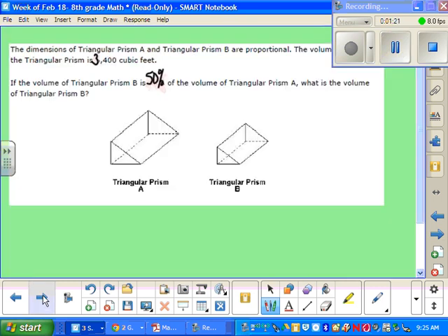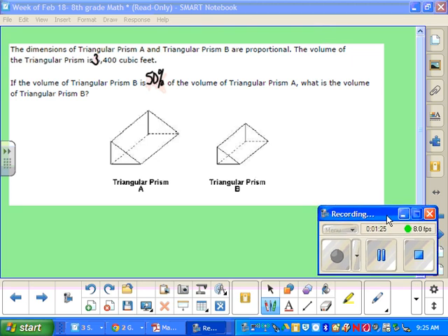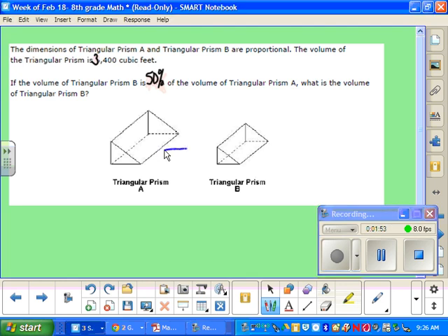Okay, question number 2. This one says the dimensions of a triangular prism A and triangular prism B are proportional. The volume of the triangular prism is 3,400 cubic feet. If the volume of triangular prism B is 50% of the volume of triangular prism A, what is the volume of triangular prism B? Now that was a mouthful, but basically what we're doing here is we're talking about volume.